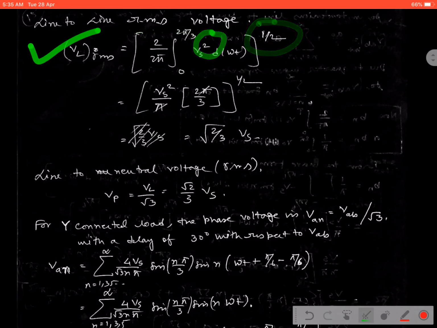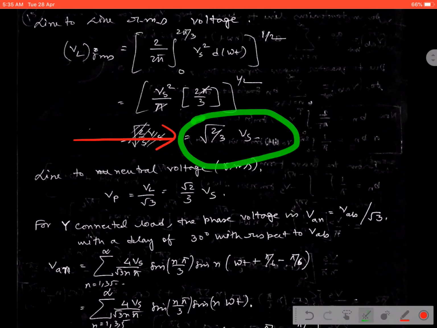That is why V_L RMS = 2 by 2π, integration from 0 to 2π/3 of Vs squared d(ωt). That means this is the RMS value. So after simplification, we will get the result, that is under root 2 by 3 Vs. Okay. Now go through the expression.